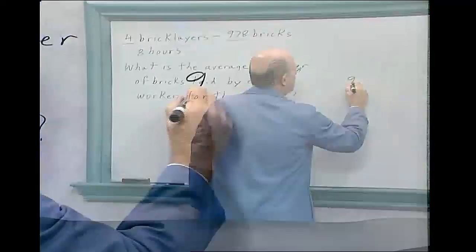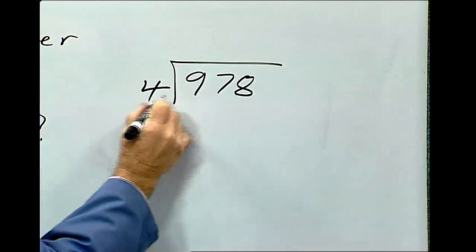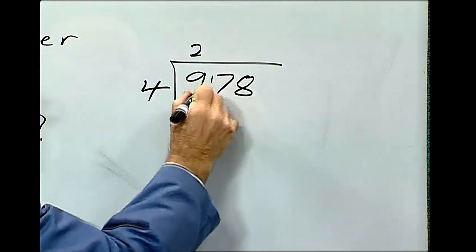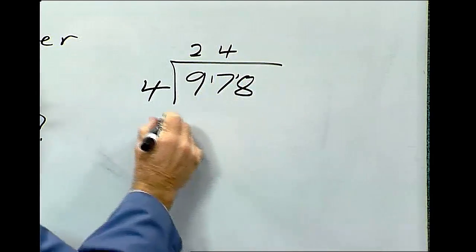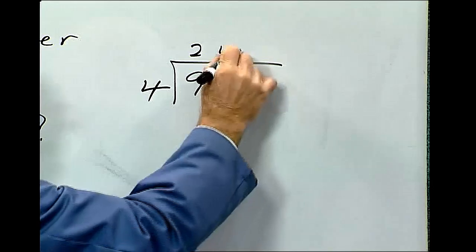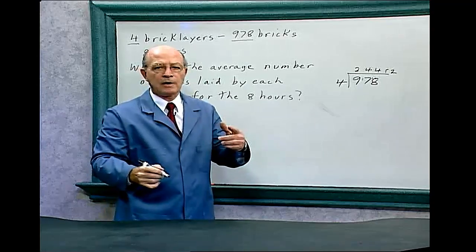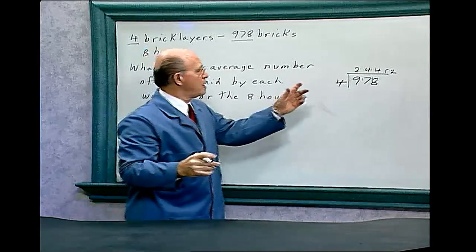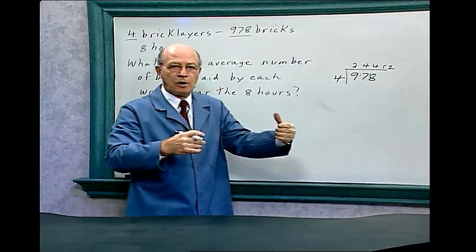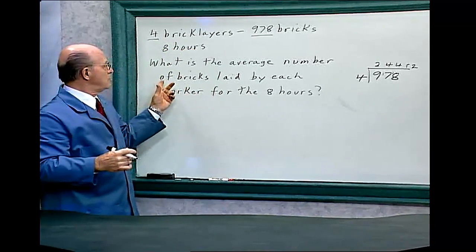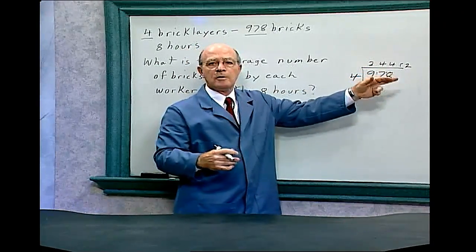So it's 978 divided by 4. 4 goes into 9 2 times, and 1 left over. 4 goes into 17, 4 times, 1 left over. 4 goes into 18, 4 times, and remainder 2. So each worker laid down just a little bit more than 244 bricks. That's remainder 2, so it shows it's a little bit more. So the average number of bricks laid by each worker is 244, remainder 2.